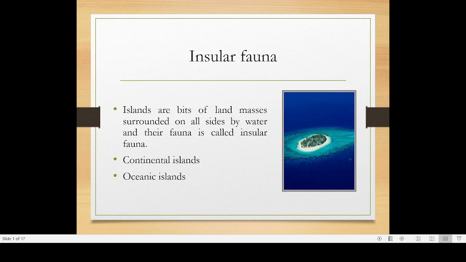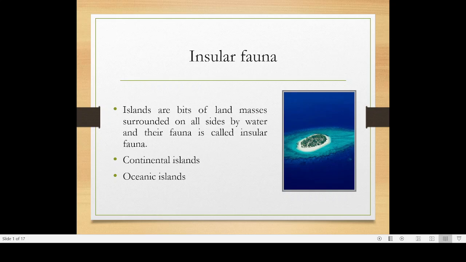So, the diversity of animals present on an island will be very limited or very restricted. Only a few animals will be present in it. Because if you go to Lakshadweep, only one species of frog we can see. Only one species of rat we can see. So that is the peculiarity of an island.